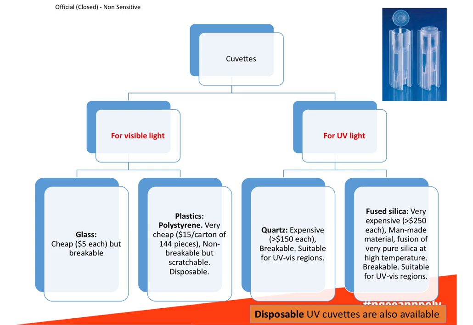On the other hand, cuvettes that are used for UV light experiments could be made of quartz or fused silica. Both of them are very expensive and they are also breakable. Previously, these were the only options for UV spectrophotometry, but nowadays, disposable UV cuvettes are also available.